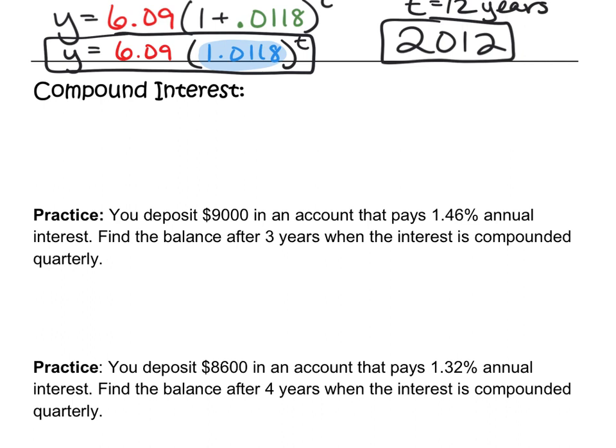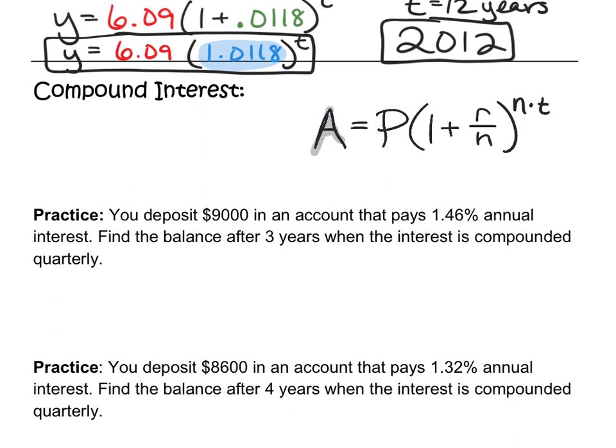For compound interest, there's an equation we need to have memorized. The equation is the amount in your account is equal to the principal investment times 1 plus the rate divided by the number of times compounded, raised to the n times t power. Oof, that's a lot of letters. So we'll go over what each of these letters mean, because it's a little bit more complicated than the rest of the things.